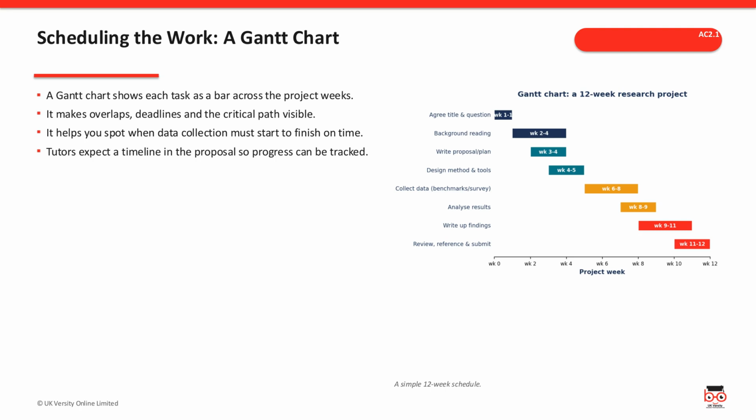A Gantt chart is your friend for scheduling. It shows each task as a bar stretching across the weeks of your project, which makes overlaps, deadlines, and the critical path easy to see at a glance. It also flags when data collection has to begin if you want to finish on time. Tutors will expect a timeline like this in your proposal so they can track your progress. And honestly, even a simple 12-week schedule sketched out will save you from nasty surprises later.